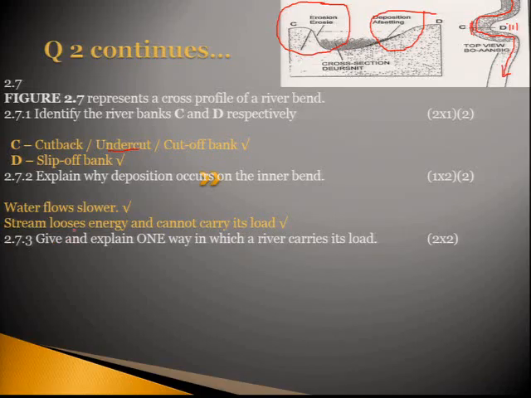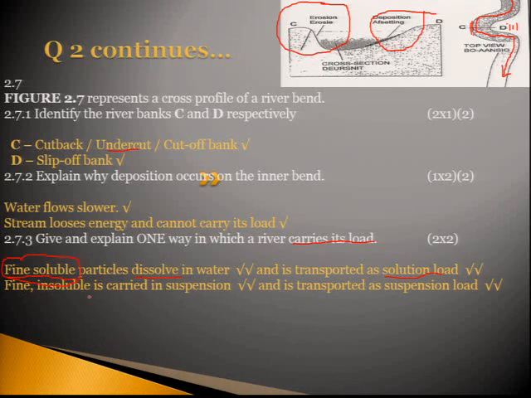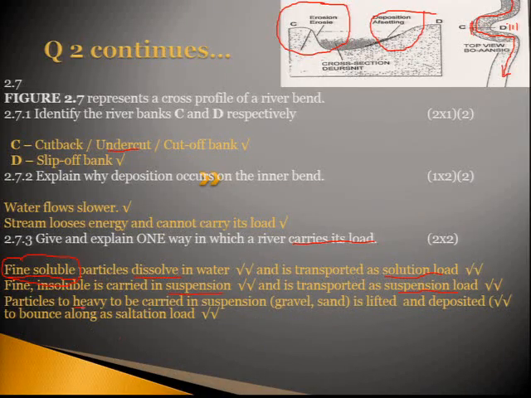Then 2.7.3: give and explain one way in which a river is able to carry its load. Sometimes the load is very fine, soluble particles that have dissolved in the water. Because it is now a solution, it can be carried easily. Or they can be transported as fine solubles or very light particles, carried in suspension. Because they are light, they can be carried easily, and transported as your suspension load.